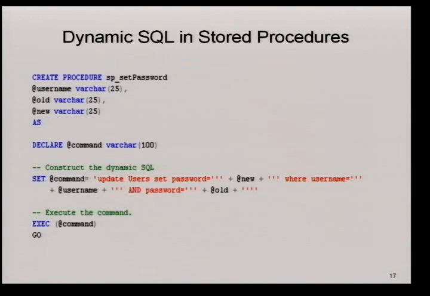Now that we know how to form good SQL statements, let's look at this example. I have the stored procedure sp_setpassword, which takes three arguments: username, old password, new password, and I have a local variable @command, and then I'm constructing the dynamic SQL statement here. UPDATE users SET password equals single quote, use the new password, WHERE username equals, again, username, and password equals the old password.